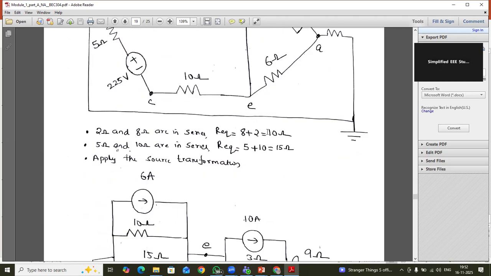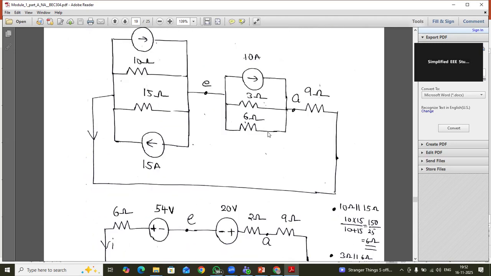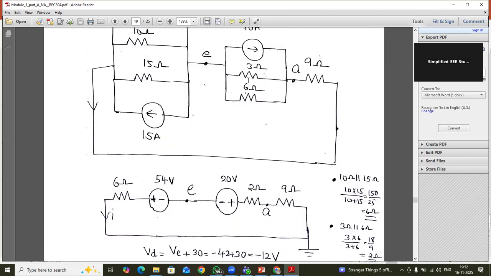Wherever you are seeing a current source in parallel with the resistance, you are going to convert it to a voltage source in series with the resistance. So current source in parallel with the resistance equals voltage source in series with the resistance, and vice versa. Voltage source in series with the resistance equals current source in parallel with the resistance.